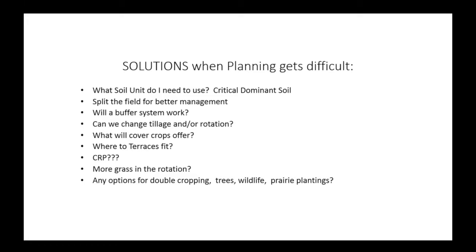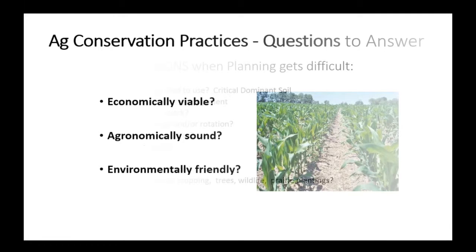So do terraces fit? They absolutely do not on a good chunk of the landscape of Wisconsin, but if they fit, it could be an option. What about CRP? Are there continuous practices that might solve a problem? More grass in the rotation, is that even an option? So what's going on with this producer? What do I need to throw out there for potential solutions?